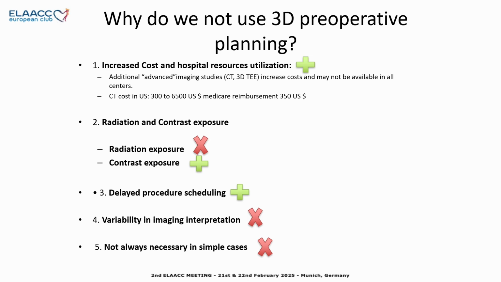What about radiation and contrast exposure? I think radiation exposure is not an argument because in my institution, the mean radiation exposure is 3.2 millisieverts with the current prospective acquisition protocols. And for contrast exposure, we know that contrast-induced nephropathy is very low in patients with GFR above 45 mL per minute. What about delaying the procedural scheduling? That might be an argument. It depends on each hospital organization.